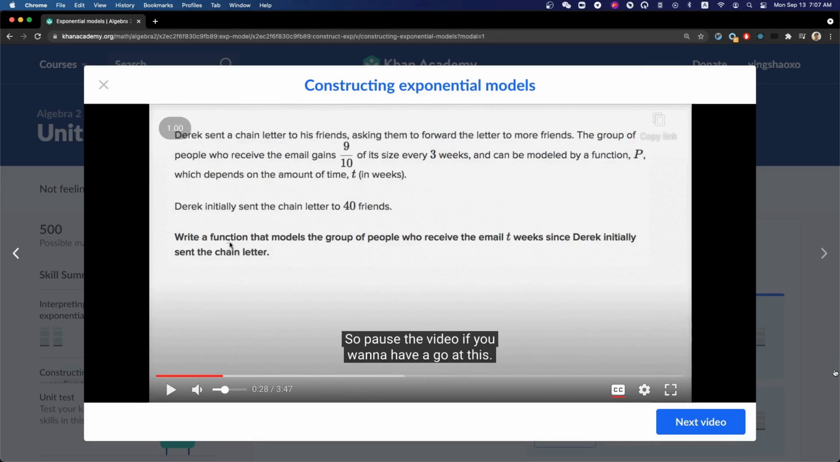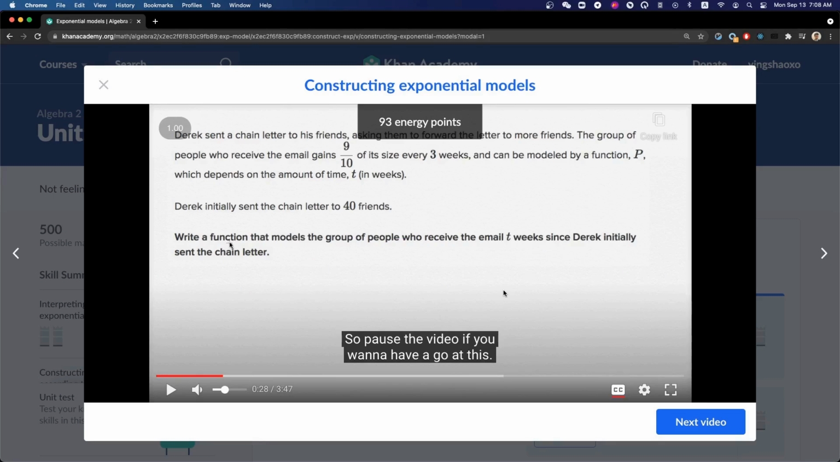Alright, we really want to do it by ourselves. So let's say Derek sent a chain letter to his friends, asking them to forward the letter to more friends. The group of people who receive the email gains 9/10 of its size every 3 weeks and can be modeled by a function p, which depends on the amount of time t in weeks. Derek initially sent the chain letter to 40 friends. So write a function that models the group of people who receive the email t weeks since Derek initially sent the chain letter. Very well.